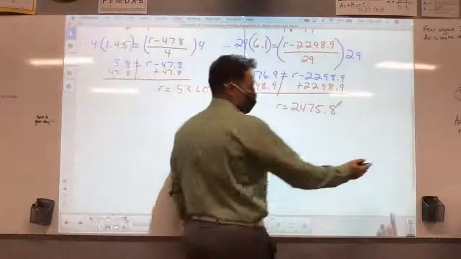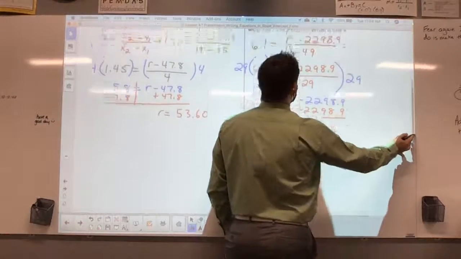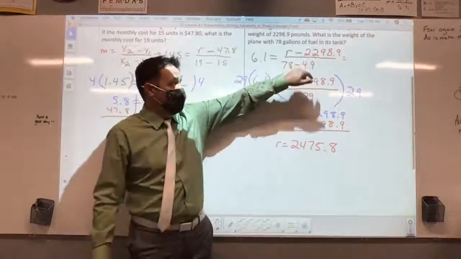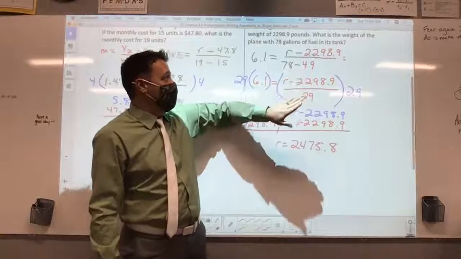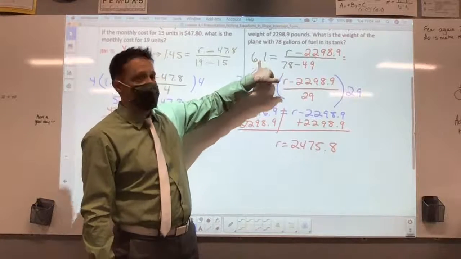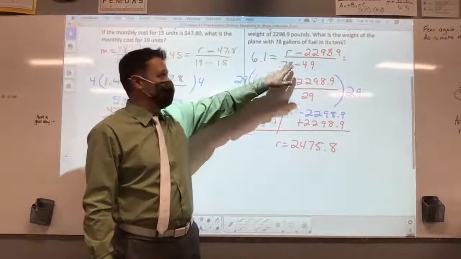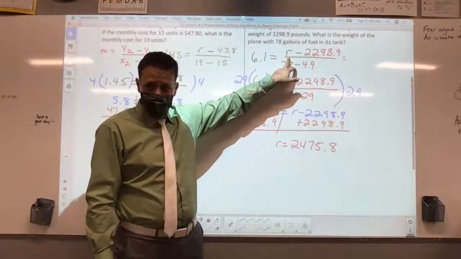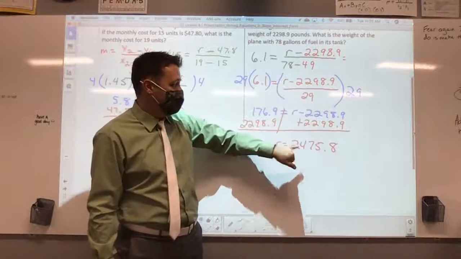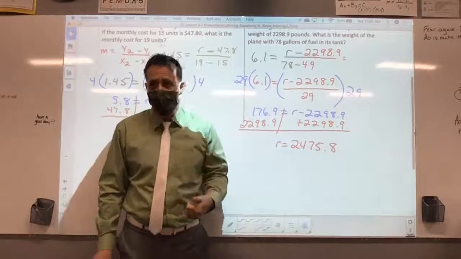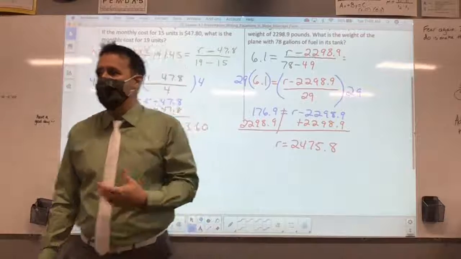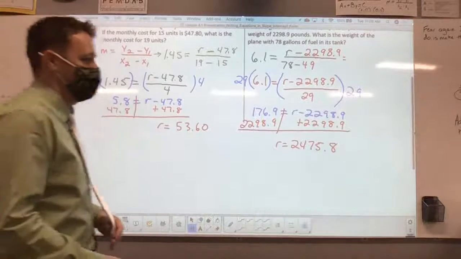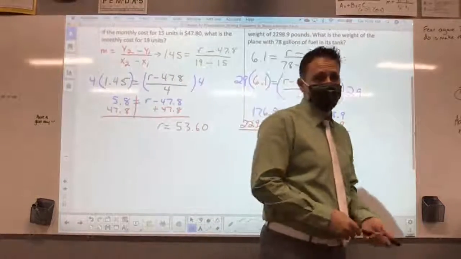On the linear line, if my original points are 2298, and I have 49 gallons, and I throw in 78 gallons, and it's a positive slope, should this number R be bigger? The answer is yes. If you were to present to me an answer that is smaller, you did your math wrong. Please double check your work as you're handing it in, because some of you in here are just handing in work and not actually looking at it. All right, any questions on this one?